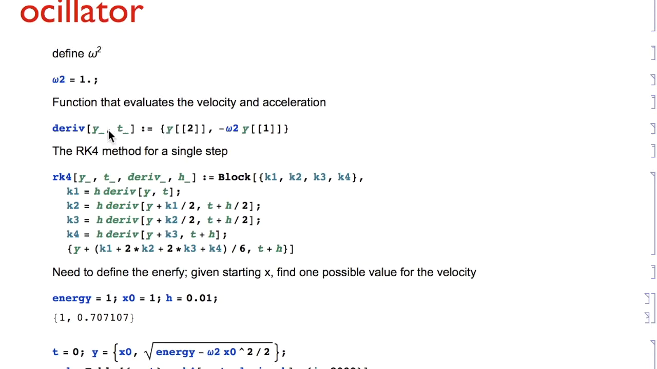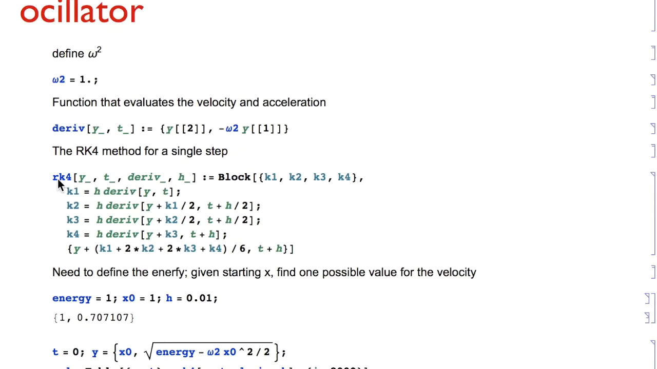the second element of the list y, and the second element is minus omega squared times the first element of the list y. That's the way to realize, if the first element of y is the position x, and the second element is the velocity v, then this has the derivative of x is v, which is clearly correct, and the derivative of v is minus omega squared times x, which is indeed Hooke's law, nothing else, for a particle of mass 1.